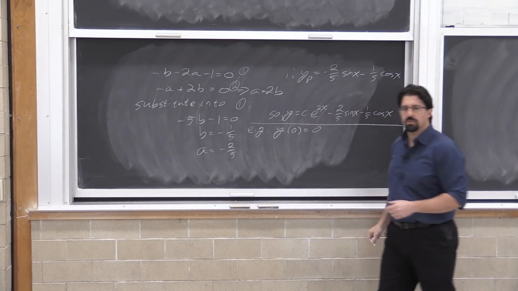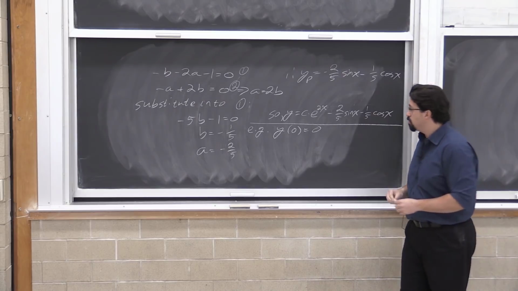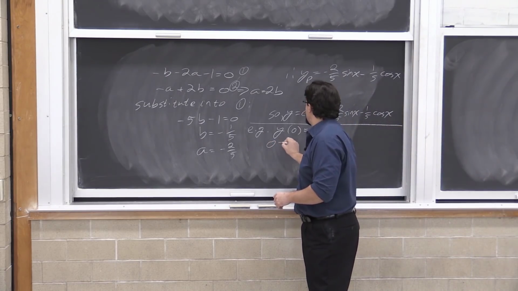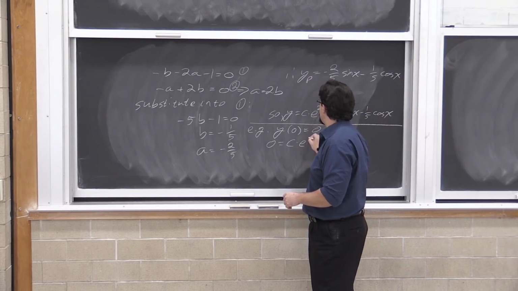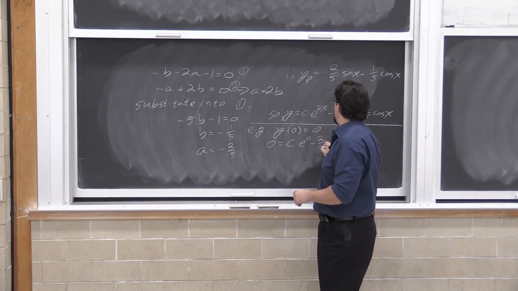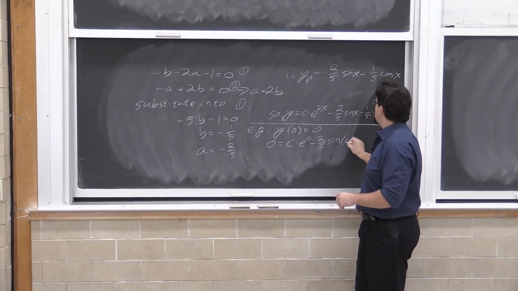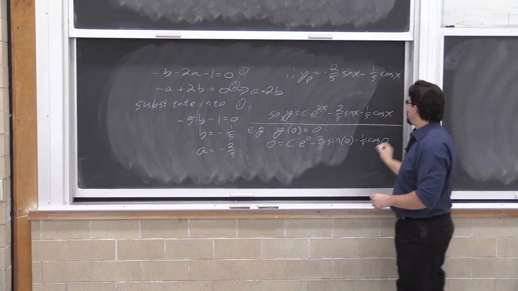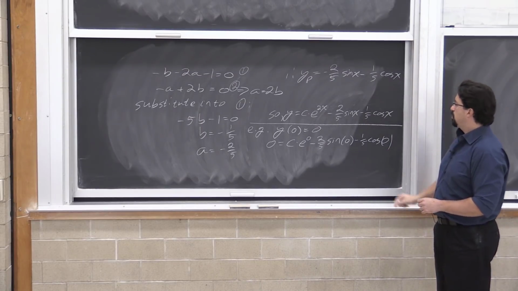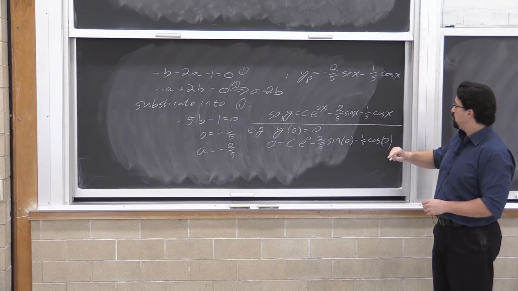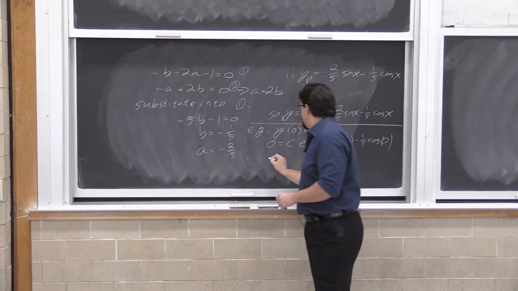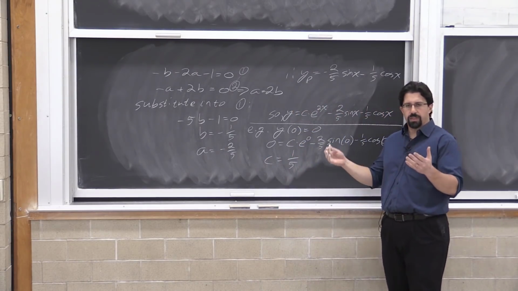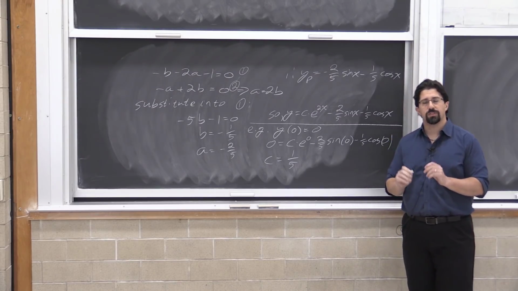So y of 0 is equal to 0. Imagine that that was the condition that we're given. Then that tells us that 0 is equal to c times e to the 0 minus 2/5 sine of 0 minus 1/5 cosine of 0. e to the 0 is just equal to 1, and so we have c is equal to 1/5. Plug that in, and we have the particular solution.